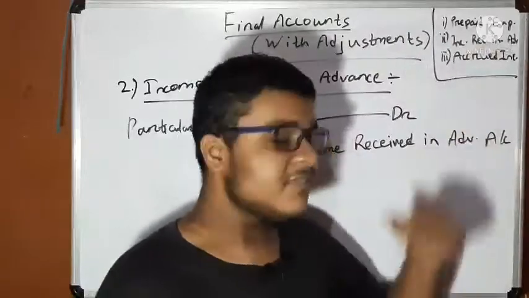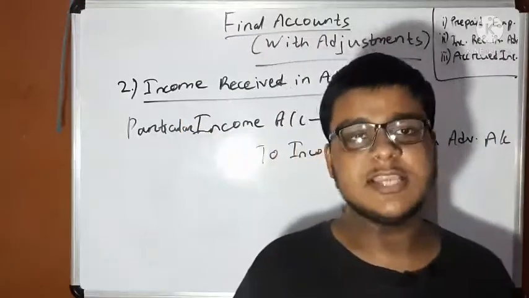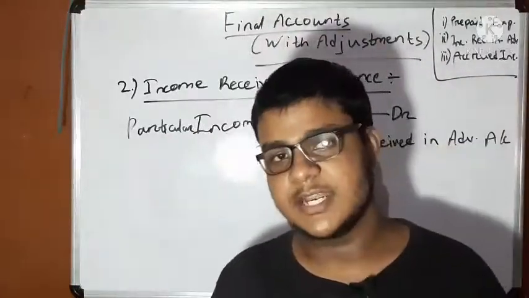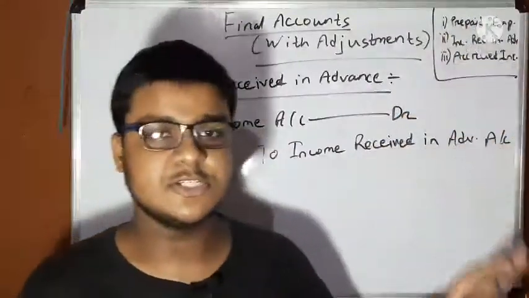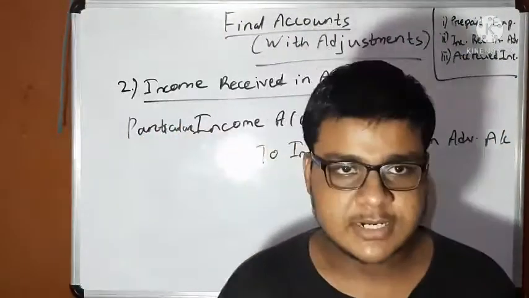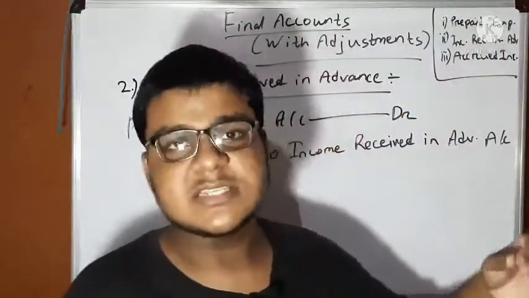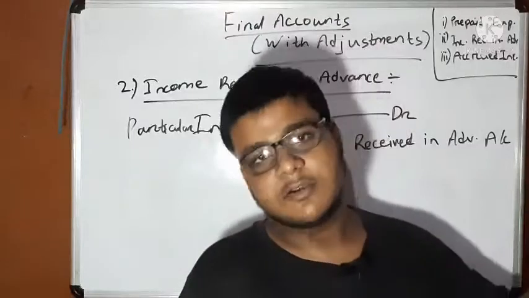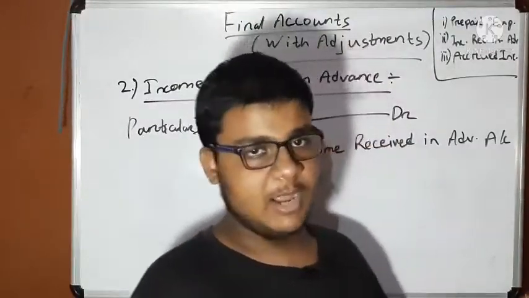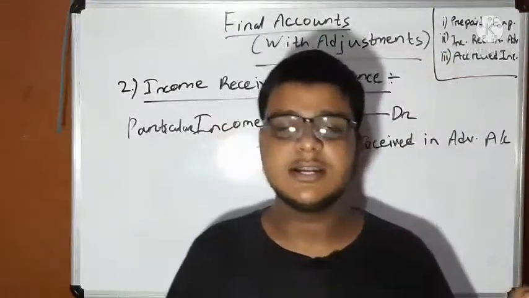And what is the treatment of prepaid expenses? It is to be recorded on the asset side of the balance sheet. So this prepaid expense is to be treated as an asset for this current accounting period. Why is it to be treated as an asset? Because it is prepaid. The expense relates to the next accounting period, but the amount is paid in advance. So it is to be recorded as an asset.